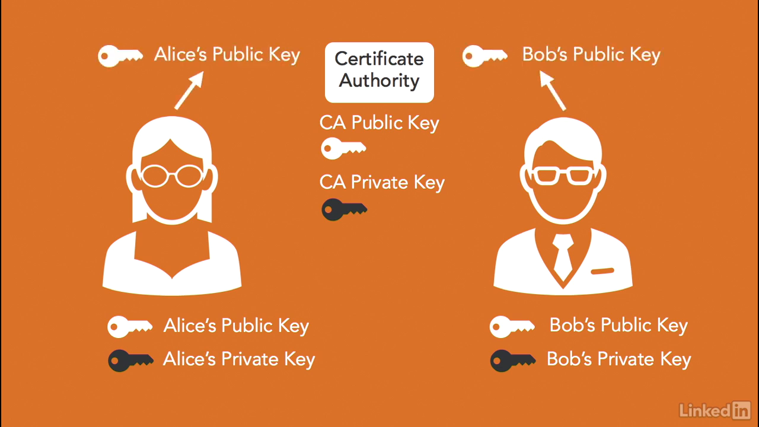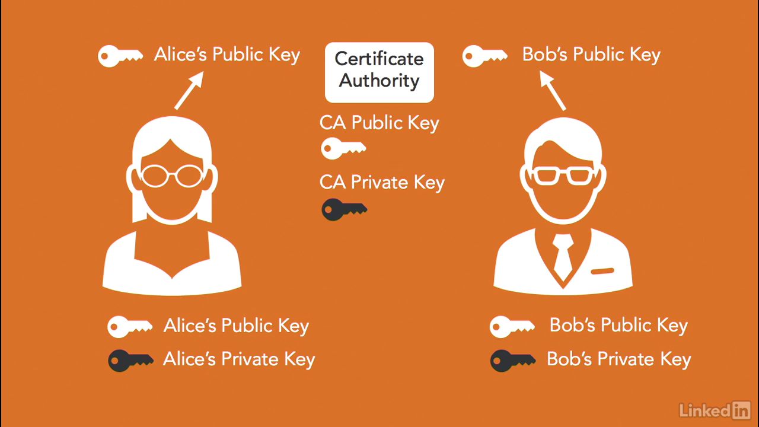On the left, we see Alice. Alice has a public key and a private key. And on the right, we see Bob, who has a public key and a private key. We need to exchange keys, and Alice needs Bob's key, and Bob needs Alice's key. This is where certificates come into play.